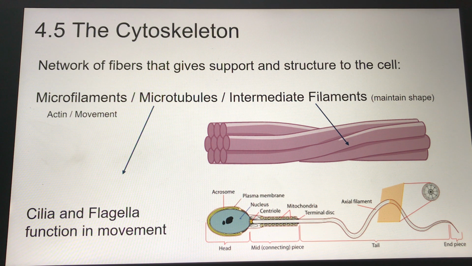So if you zoom into the microscopic structure of a cilium or a flagellum, like, for example, this is a sperm down here, if you look inside of this flagellum tail area, you'll see these little microtubules inside, and that's what helps it to move. There are actually little proteins in there that help the flagellum to move.